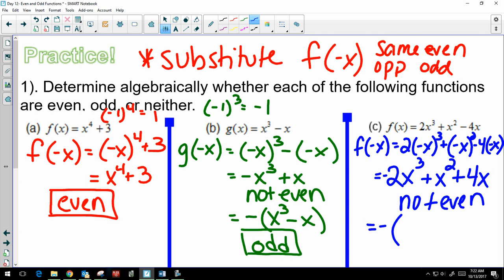So I'm going to take out a negative. So when I take out a negative, I get 2x cubed minus x squared minus 4x. Is this the same as the original? It looks like it, but be careful, it's not, because that x squared has a different sign. So it is not even, it's not odd, which means that it is neither.